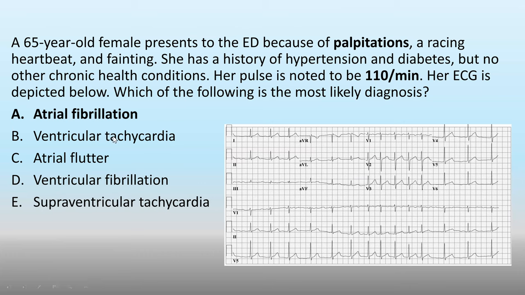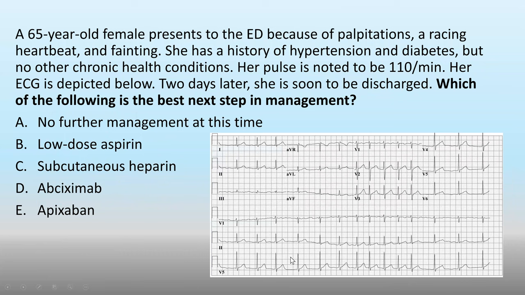So again, VTAC would be the wide complexes. It would be regular. So it'd be a wide complex tachycardia. Atrial flutter would have a sawtooth pattern, so it'd be 2:1, 3:1, 4:1, et cetera. VFib just looks like a bunch of irregular impulses because the ventricles basically aren't getting any proper signal. And then SVT would be, if the QRS complexes were completely condensed together and really narrow, that would be SVT.